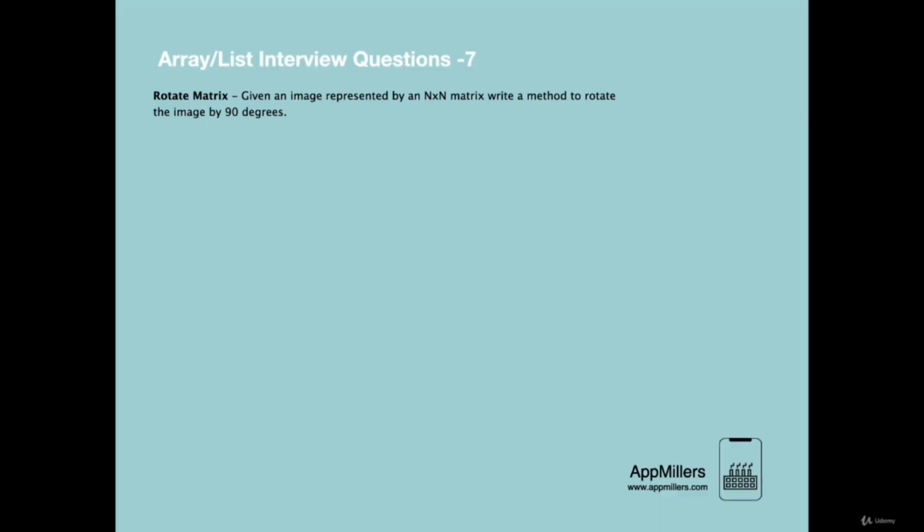Question number 7. Rotate matrix. Given an image represented by an nxn matrix, write a method to rotate the image by 90 degrees. This is a very difficult question. And this particular question has been asked in the interviews by companies like Google, Apple, Facebook, and Microsoft. Still, they are asking similar questions like this in their interviews.